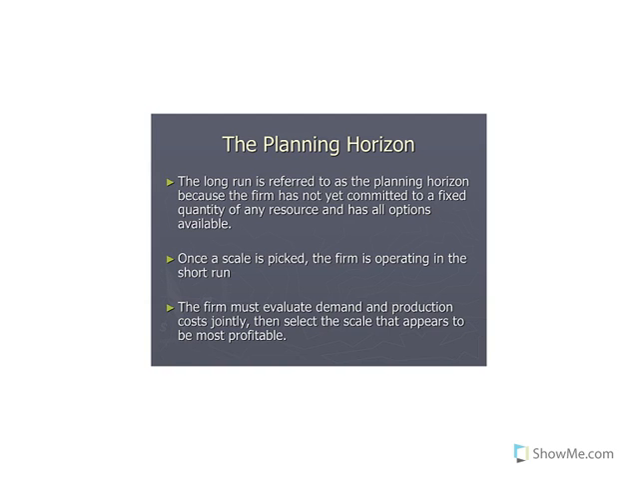Now, to wrap up this particular lecture, I want to reiterate the fact that the long run is referred to as the planning horizon, because that is when the firm gets to decide what combination of resources it wants to use, and then they commit to that. Once a scale is picked, so once they decide the amount of physical capital they want to have, we would say the firm is now operating in the short run again. So again, the firm is going to evaluate the demand and production costs jointly and then select the scale that appears to be the most profitable for them.